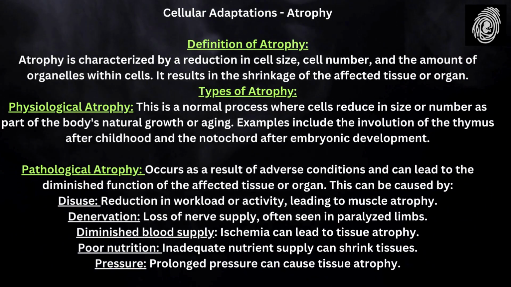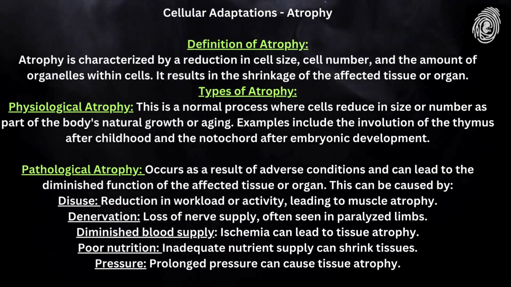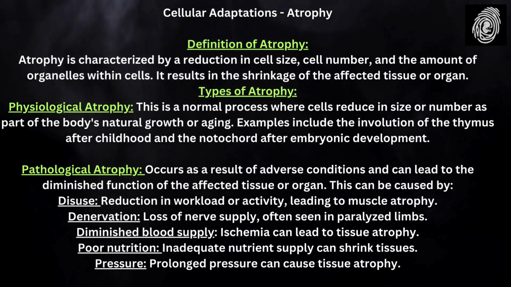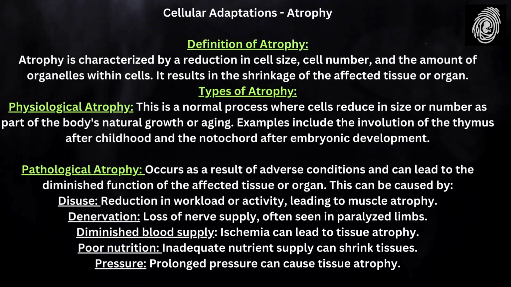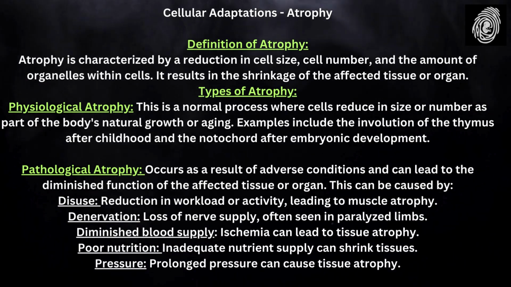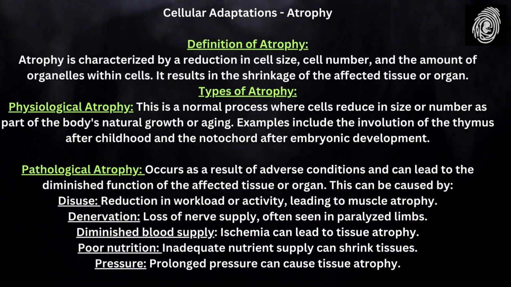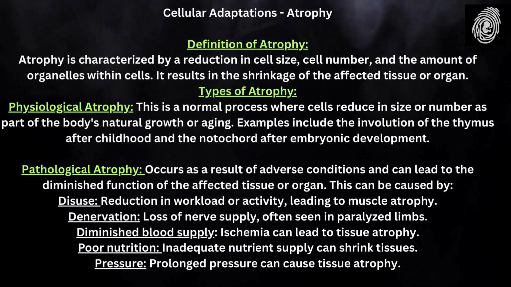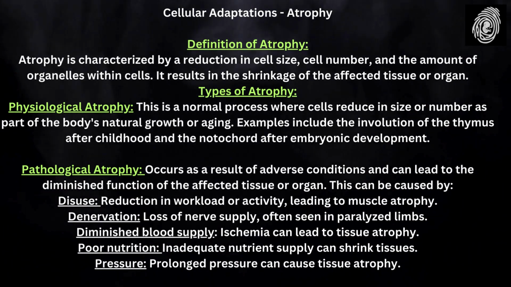Cellular adaptations, atrophy. Definition of atrophy. Atrophy is characterized by a reduction in cell size, cell number, and the amount of organelles within cells. It results in the shrinkage of the affected tissue or organ.